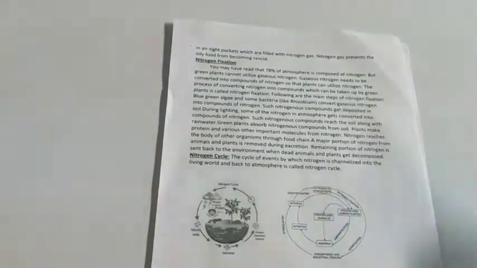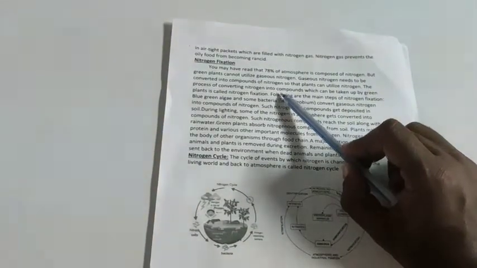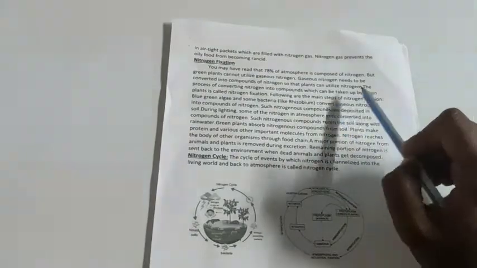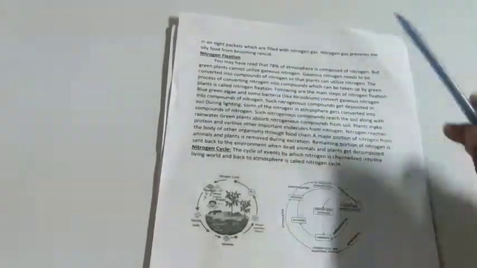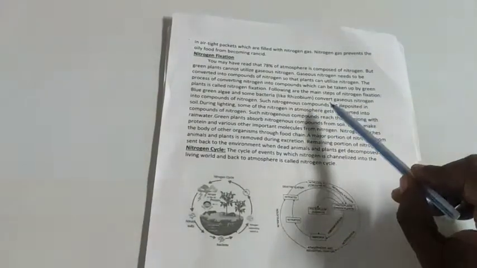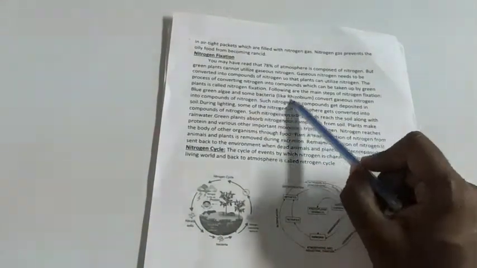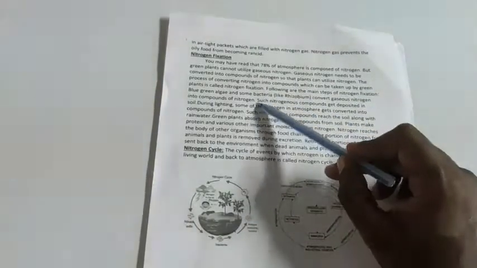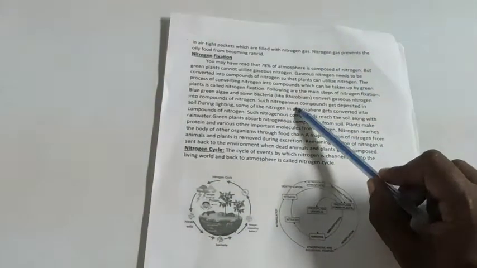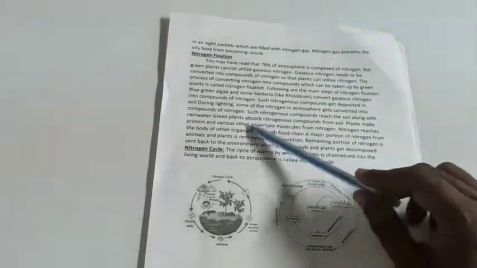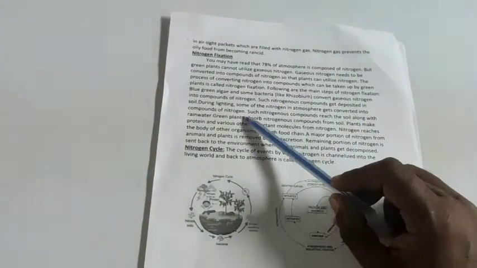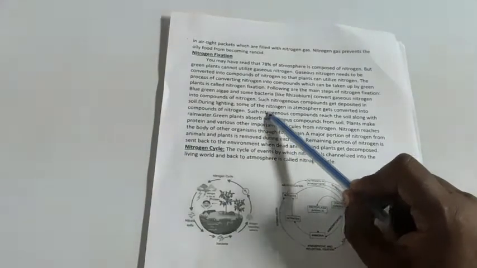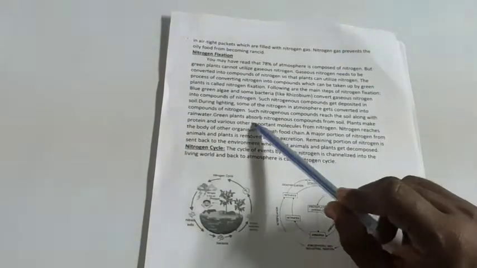The process of converting nitrogen into compounds which can be taken up by green plants is called nitrogen fixation. And these are some of the steps. Blue-green algae and some bacteria convert gaseous nitrogen into compounds of nitrogen. Such nitrogenous compounds get deposited in soil during lightning. Some of the nitrogen in the atmosphere gets converted into compounds of nitrogen, and such compounds reach the soil along with rainwater.